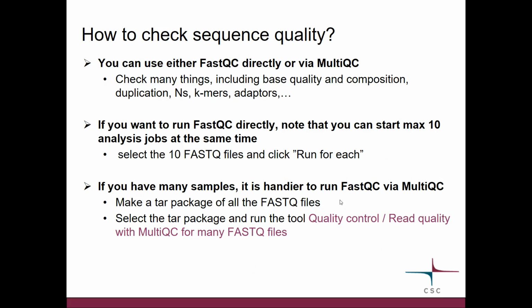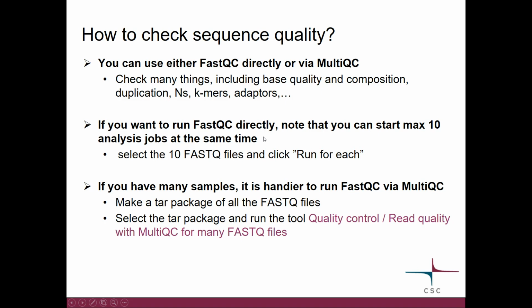So how do you check the base quality in your reads? Well, you can use in Chipster either the FastQC tool, so that you run it directly, or via the MultiQC tool. FastQC checks many things, including this base quality that we just discussed, also base composition, duplication, Ns, k-mers, adapters, and so on.